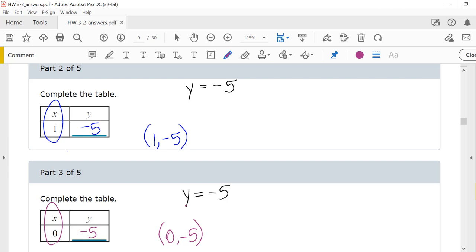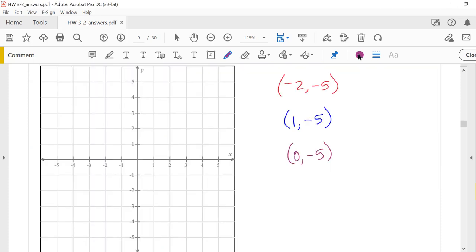Now let's go graph those 3 points. All right, let's graph -2, -5. So my point is right here. For the point 1, -5, 1 to the right, -5, so I'm going to go down. My point is right here. And last, 0, -5, I go 0 in the x direction and then down 5 in the y. So my point is right here.